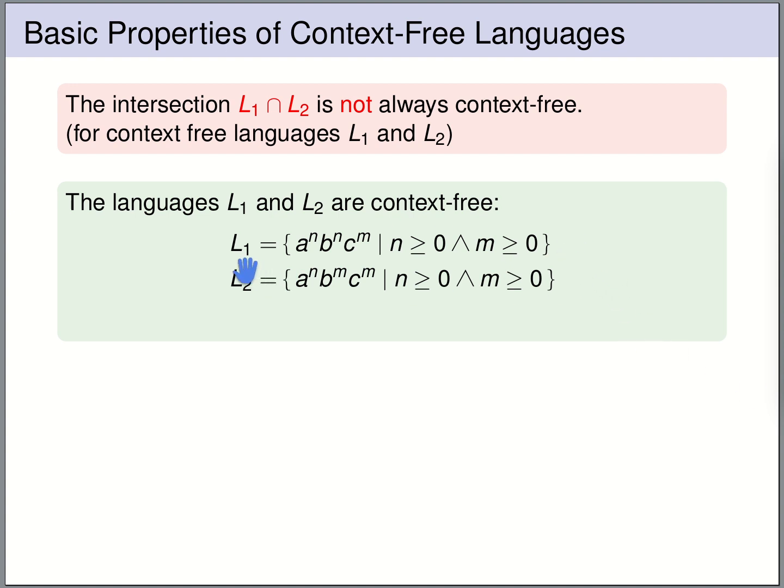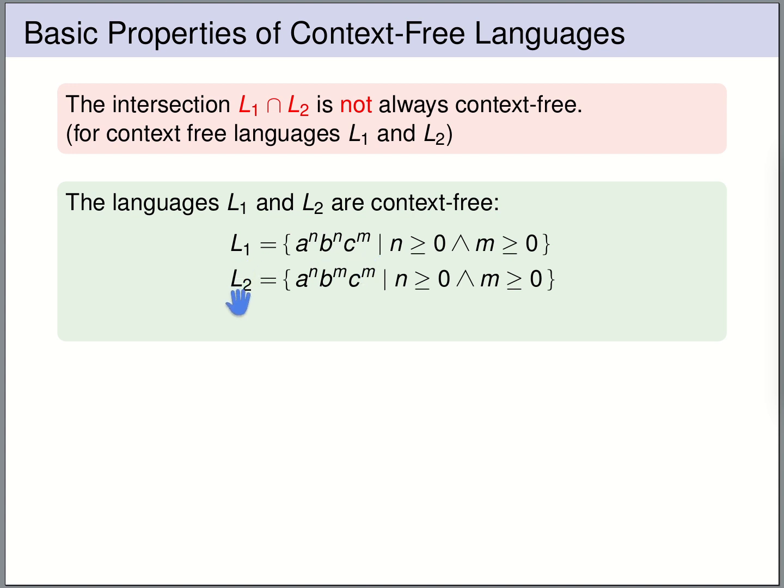L1 is a language consisting of words of the form a^n b^n c^m, where n and m are natural numbers. So we have words that start with a number of a's, followed by a number of b's, followed by a number of c's, such that they contain the same number of a's and b's. And it's not difficult to give a context-free grammar for this language. We just have to make sure we generate the same number of a's and b's and an arbitrary number of c's in the end.